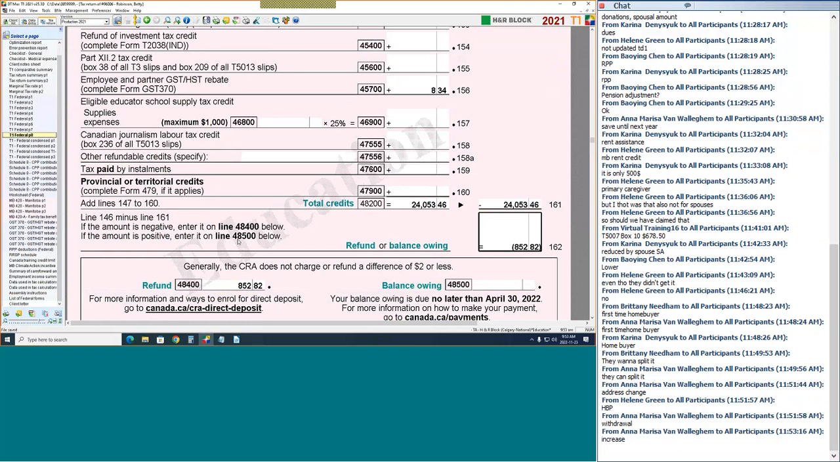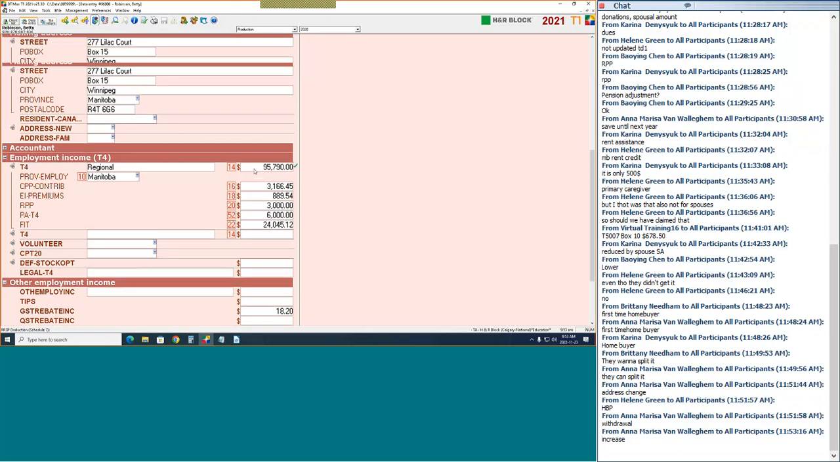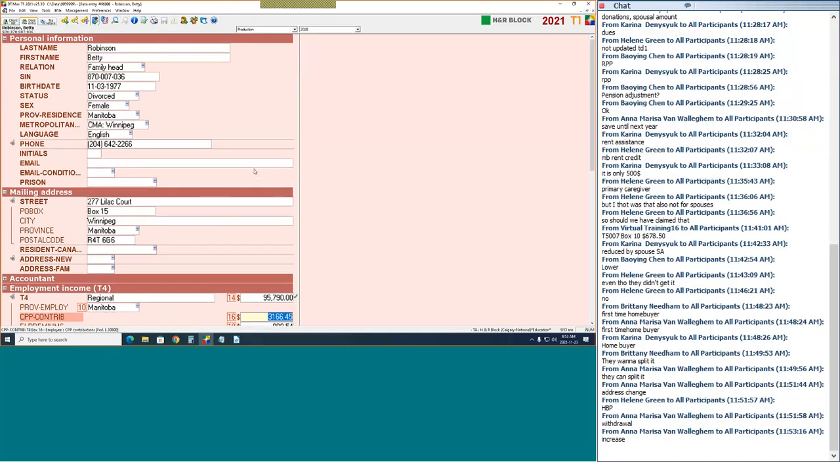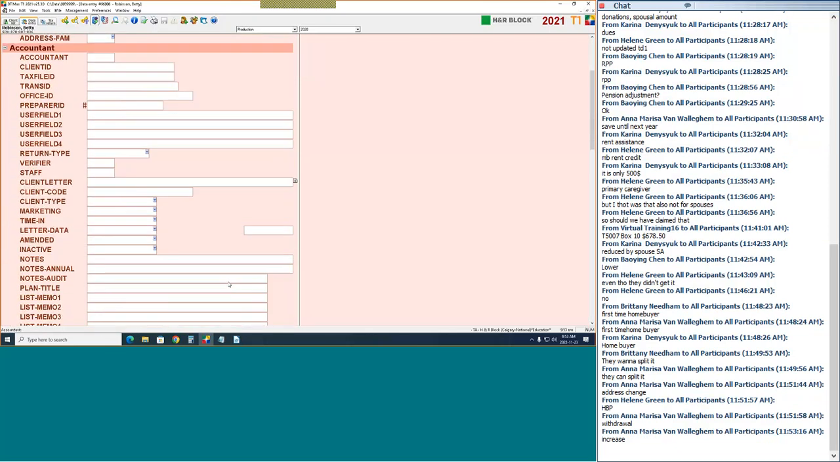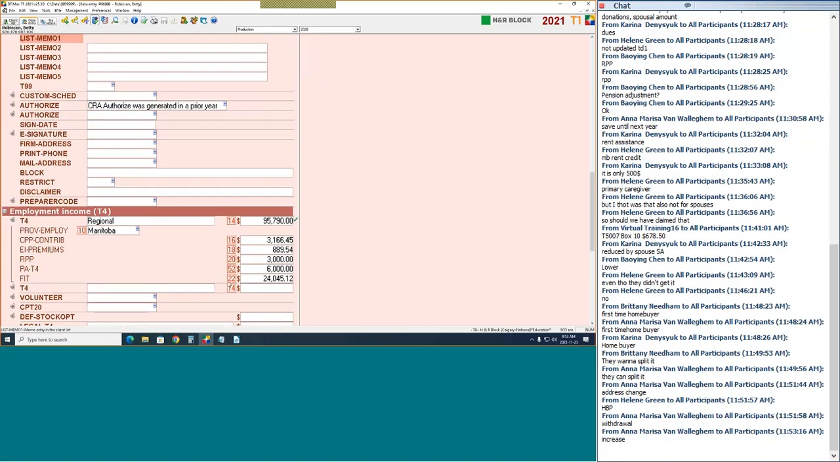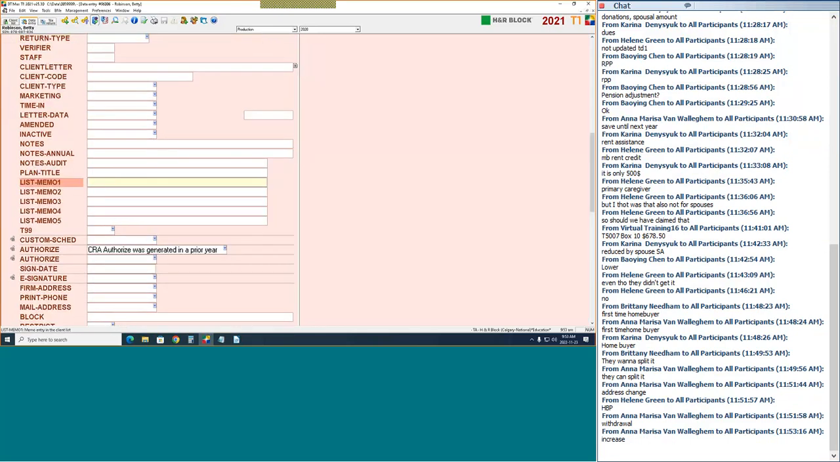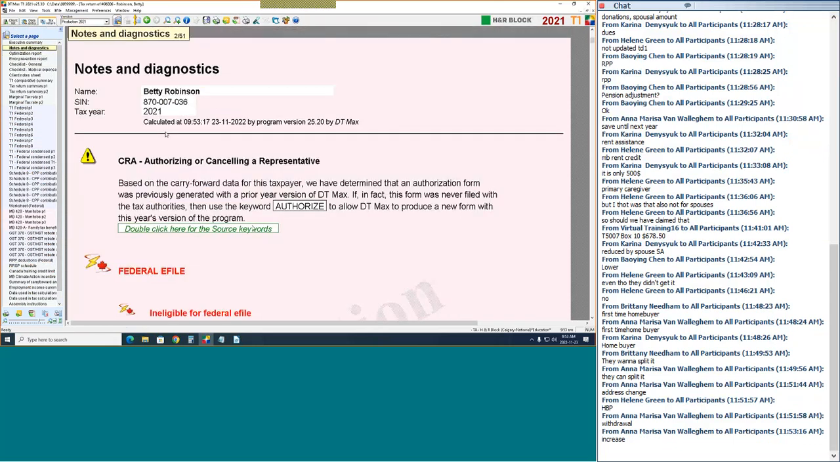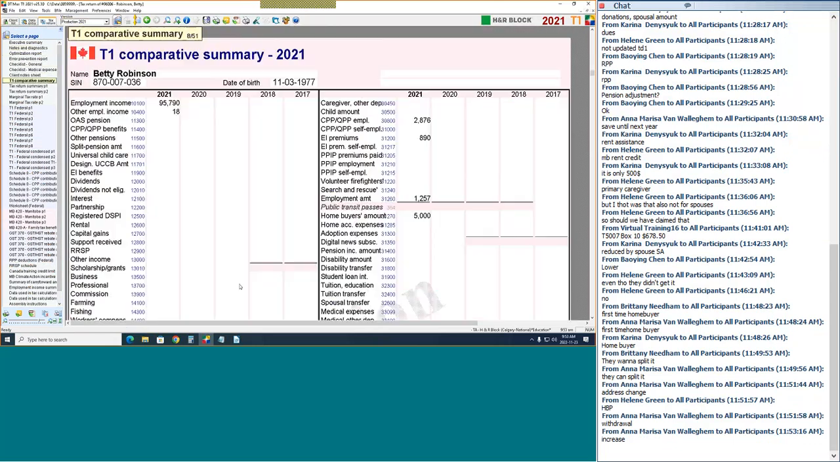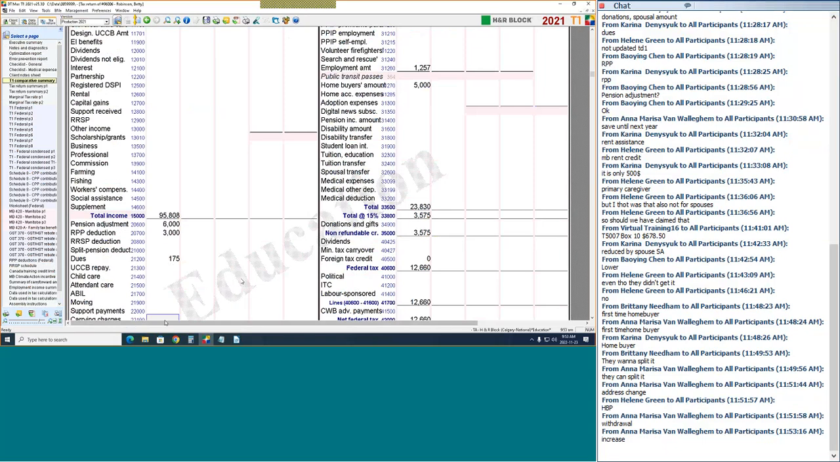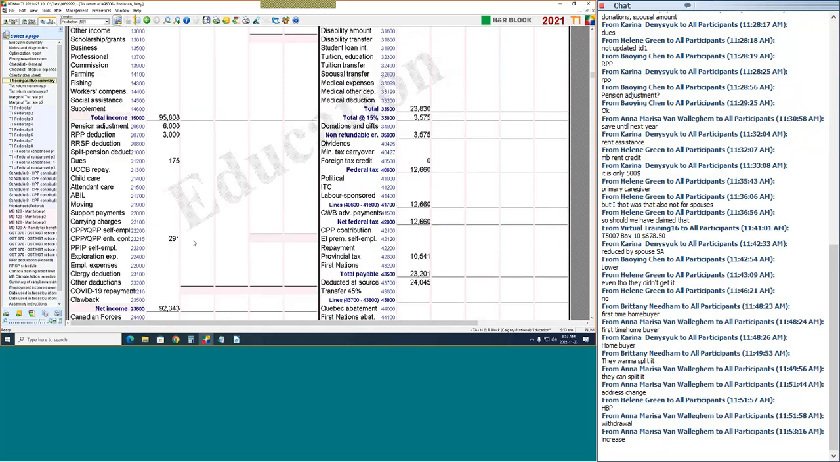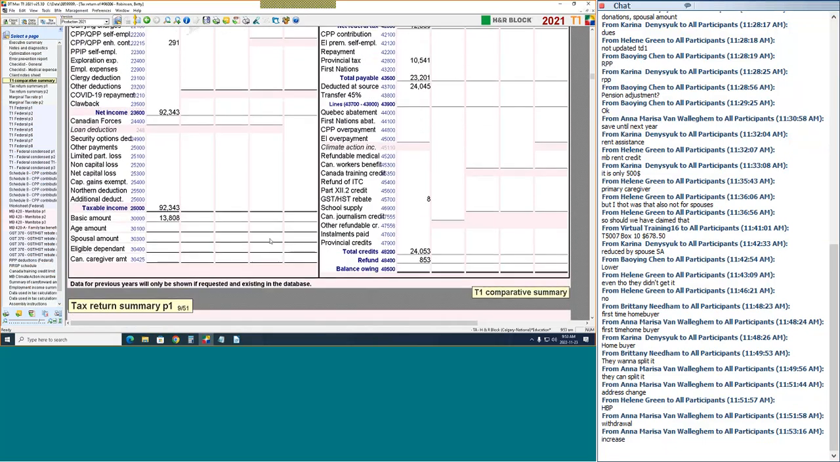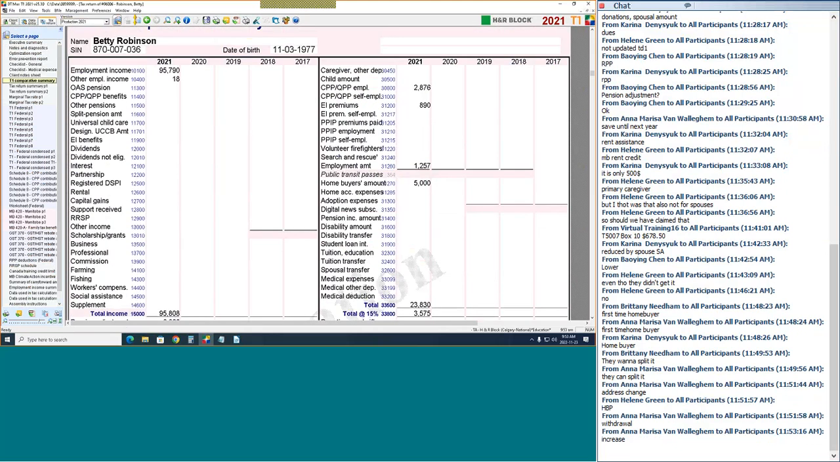So if I've done that, I can go into my data entry now. I can go find my note because I've added something to it. Open up my note again. Oh, I didn't do this one, so I don't have notes. So let me do notes for Betty. Do them very quickly. Going to do RPP, union dues, GST rebate, home buyer plan.